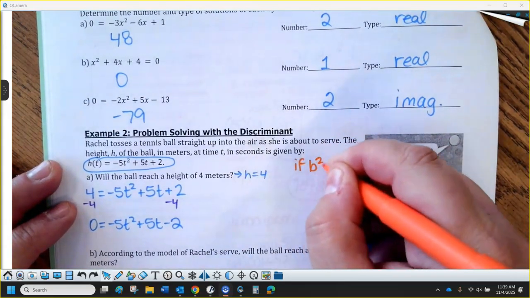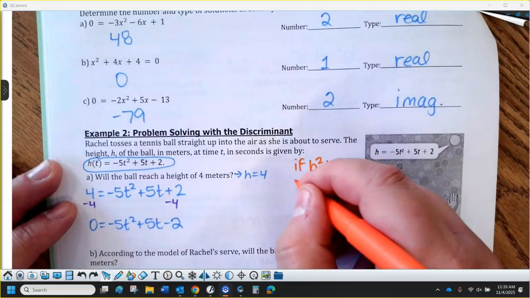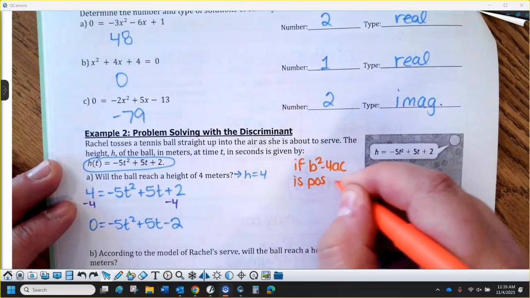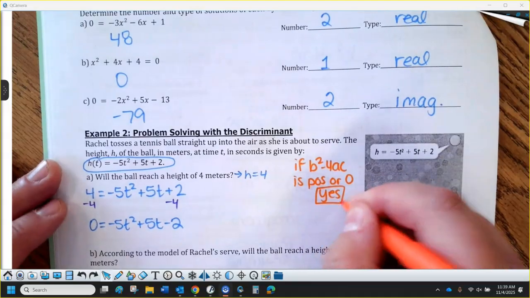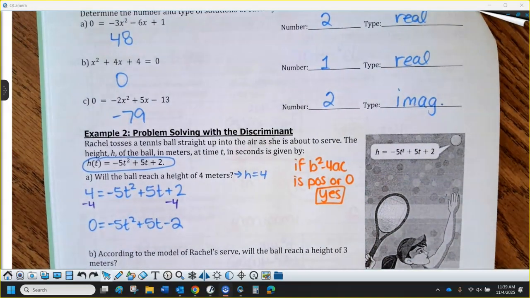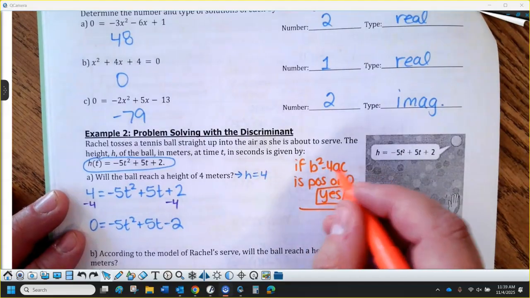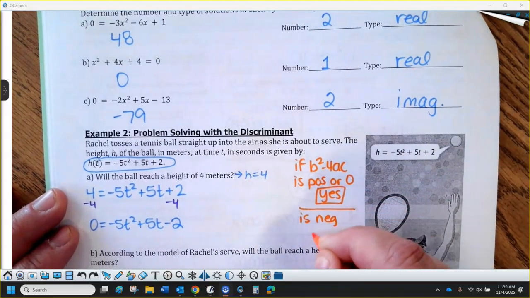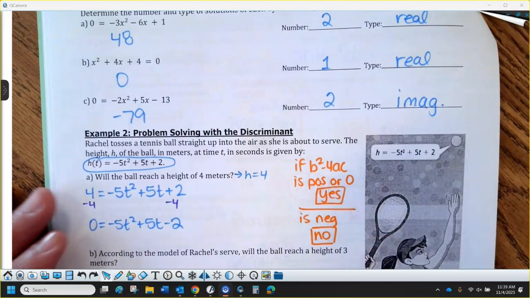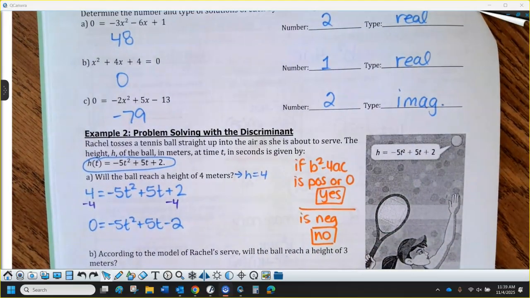If your discriminant, if your b squared minus 4ac is positive or 0, then your answer would be yes, because then it has a real solution. All right, if that b squared minus 4ac is negative, then your answer to the question would be no, because that means it has imaginary answers, so it means it doesn't happen in real life.